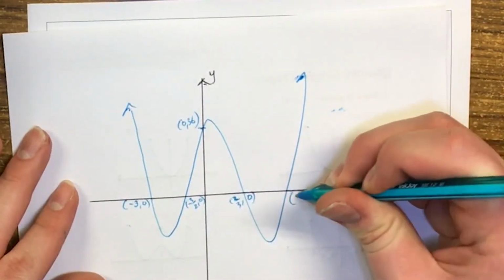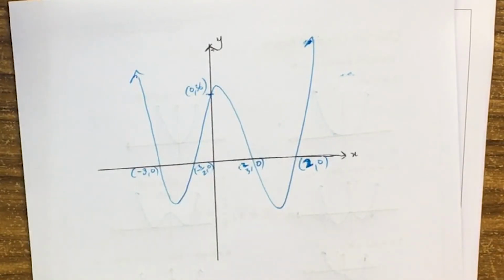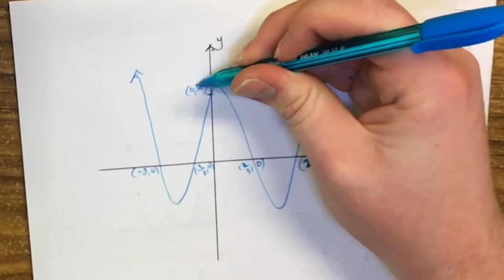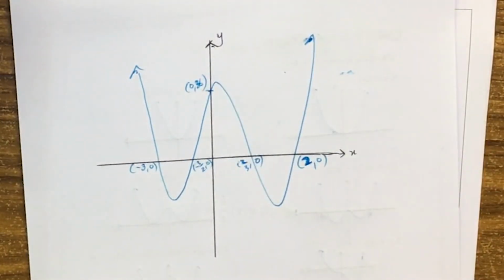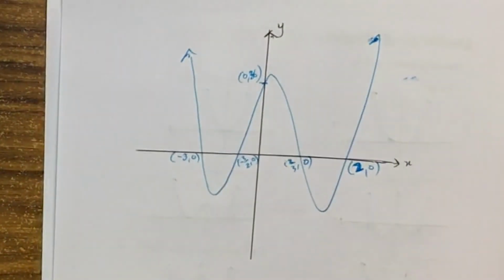Two-thirds, 0. No, that should be 2, 0. And there's the graph. Where did that 36 come from? Where did the 36 come from? Because it's the y-intercept, and the y-intercept is the lovely friend at the end there when I replace x with 0.